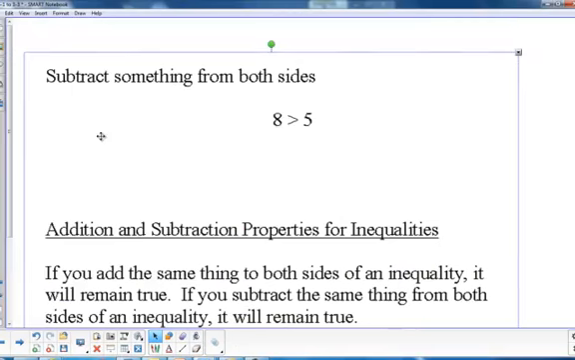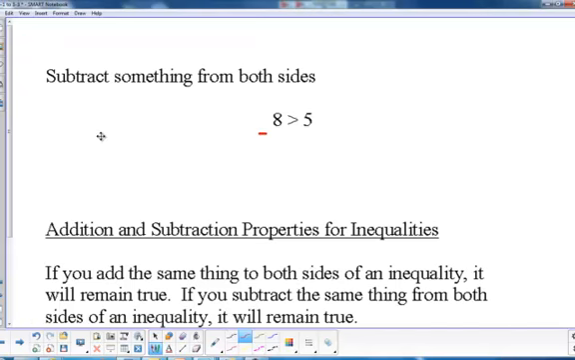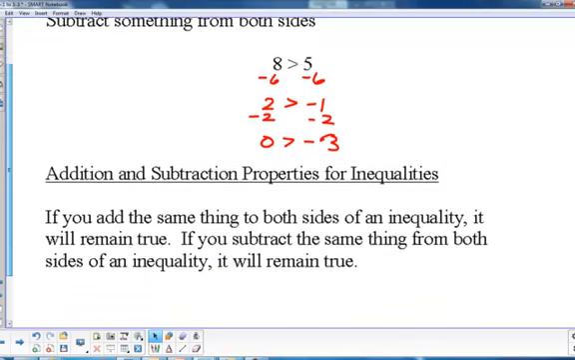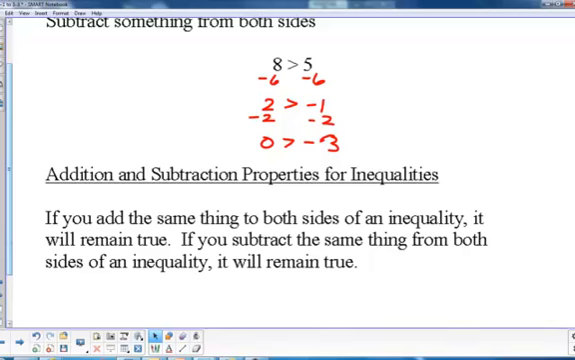If you subtract something from each side, let's subtract 6 from each side. 2 is still bigger than negative 1. And if you want to subtract again, we could subtract 2. 0 is still bigger than negative 3. Oh, what happened there? Okay. So if you add or subtract to both sides of the inequality, it's true no matter what.